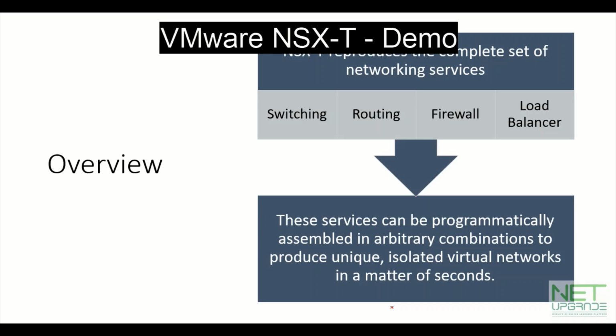So in NSX-T, the major component is switching, which gives us flexibility for L2 switching, as well as routing options where we can configure layer 3 VLANs or inter-VLAN routing, dynamic routing or static routing. So both types of routing are supported.